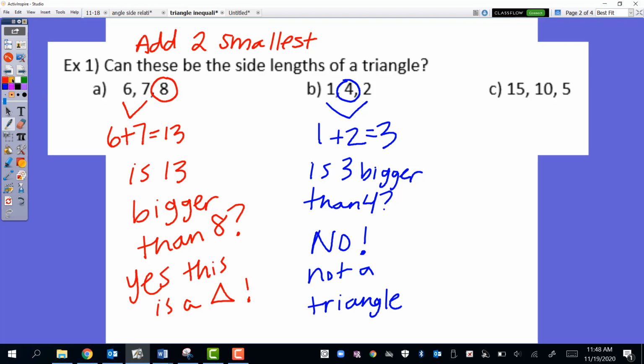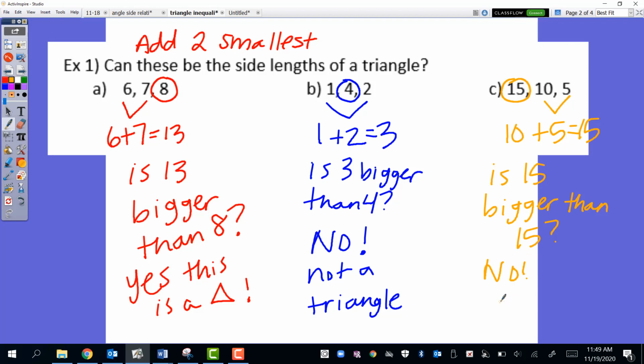Okay. How about this last one? 15, 10, and 5. Which is the biggest number? Obviously it's 15. Add the other numbers. Okay. 10 plus 5. What is 10 plus 5? 15. Is 15, that I just got when I added, bigger than the side, the 15 from the question? Is 15 greater than 15? No. It's equal to 15, but not bigger. So then if it's equal and not bigger, then you're going to say, no, that's not a triangle. Okay?